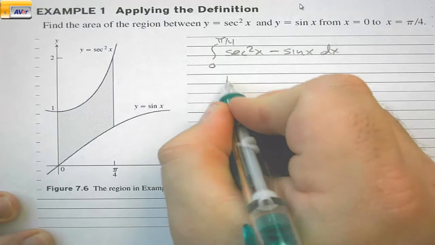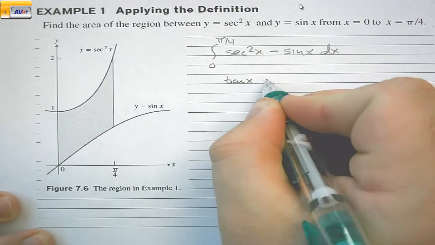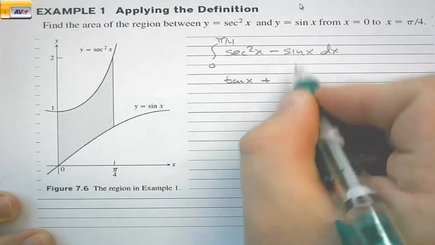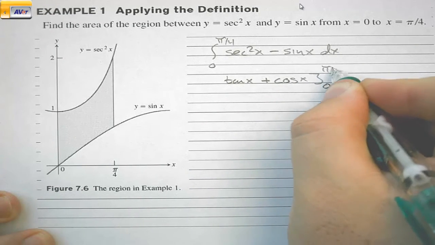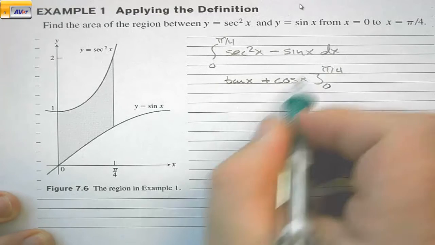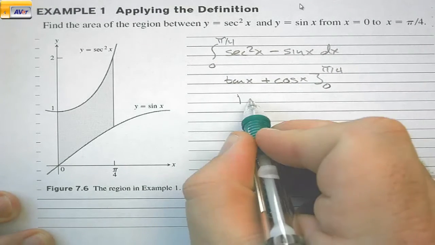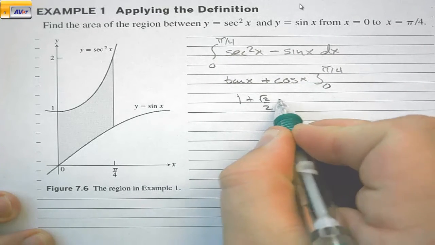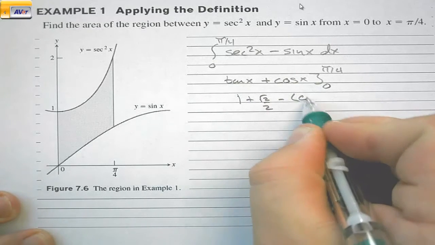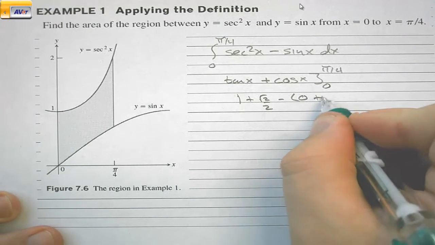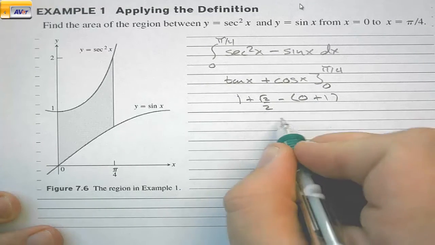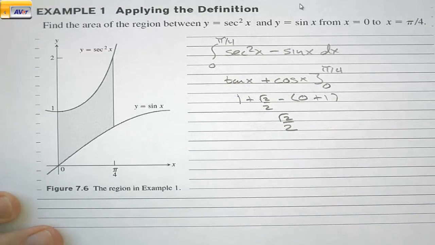The integral of secant squared is tangent of x, and the integral of sine of x is cosine of x. And we're evaluating from 0 to pi over 4. The tangent of pi over 4 is 1. Cosine of pi over 4 is square root of 2 over 2. And then the tangent of 0 is 0, and the cosine of 0 is 1. So we have 1 minus 1, we have square root of 2 over 2.